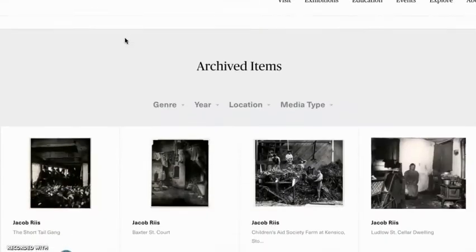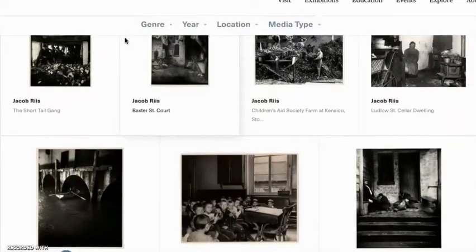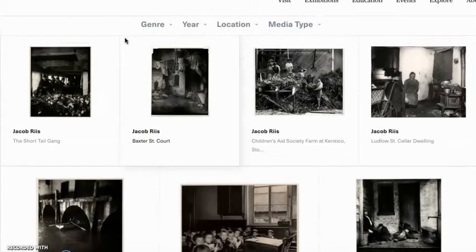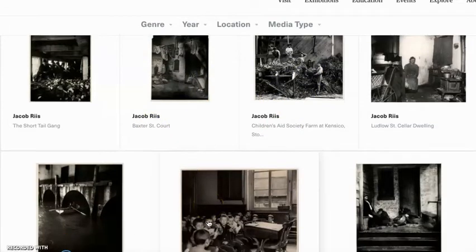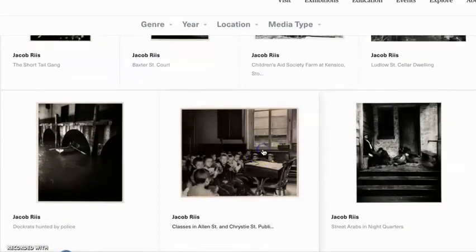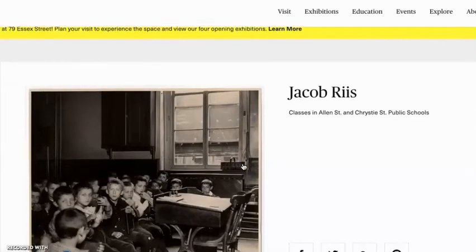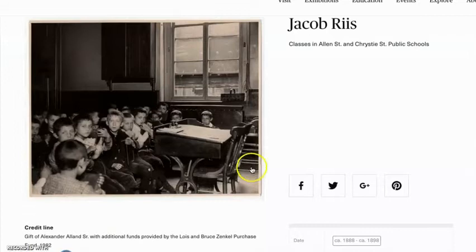So right now you're going to scroll down and just look through any of the photos that you see. So you'll see a few here. They have a title for each photo. You can scroll down and click on the photos to take a closer look at what it looks like. So for example, classes in Allen Street and Christie Street public schools.